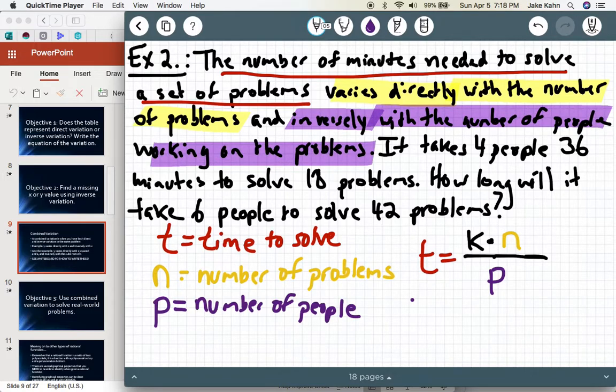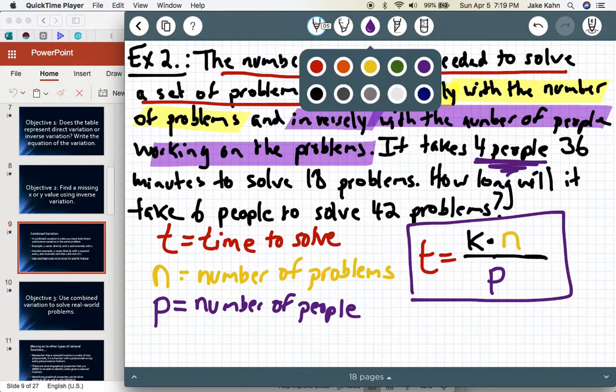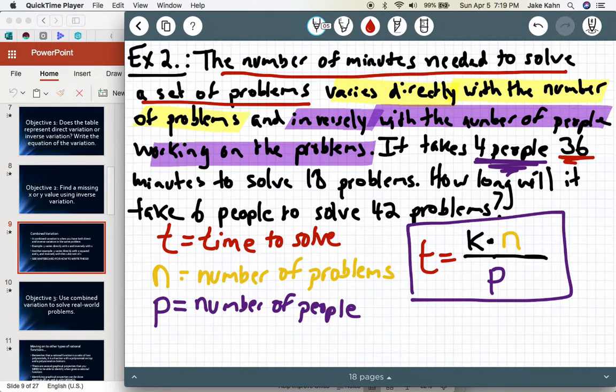This is my equation that I start out with. Okay, let's see here. The second sentence says it takes 4 people 36 minutes to solve 18 problems. 4 people, that's my P variable. 36 minutes, that's my time variable. To solve 18 problems. Number of problems is yellow. That's my n variable.